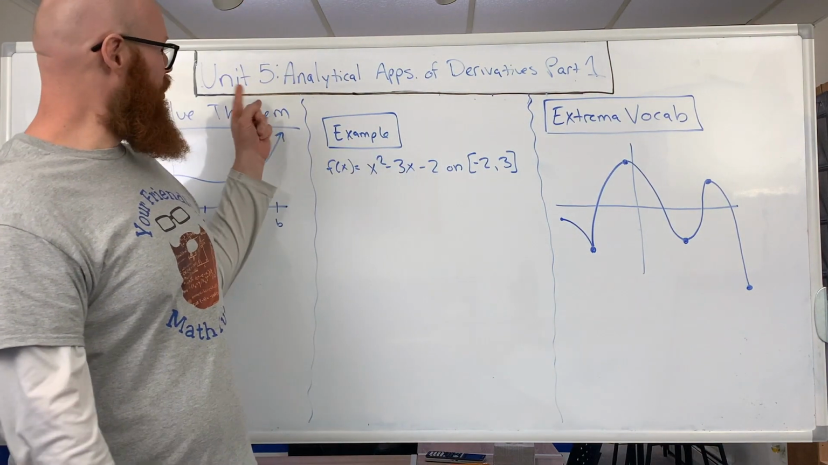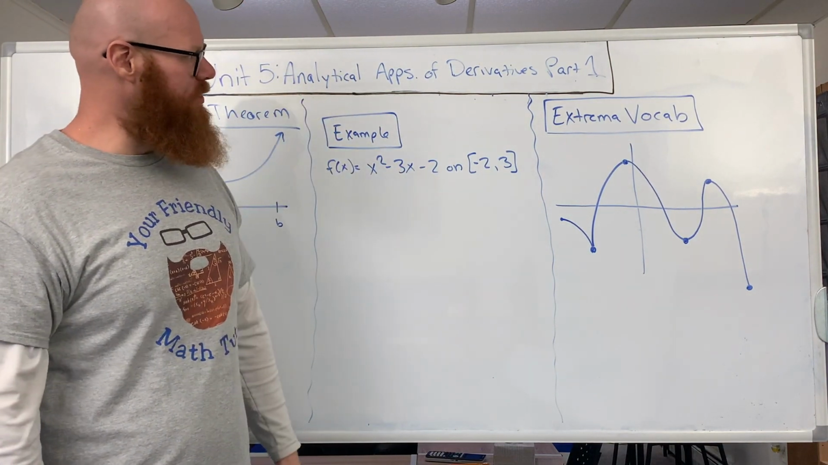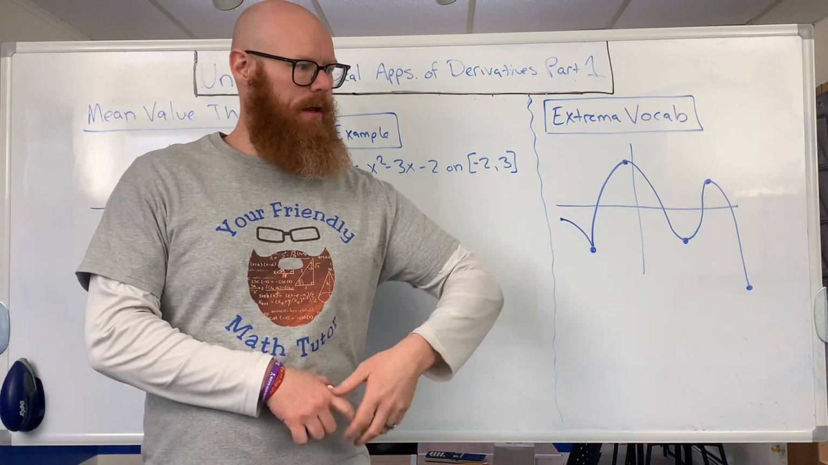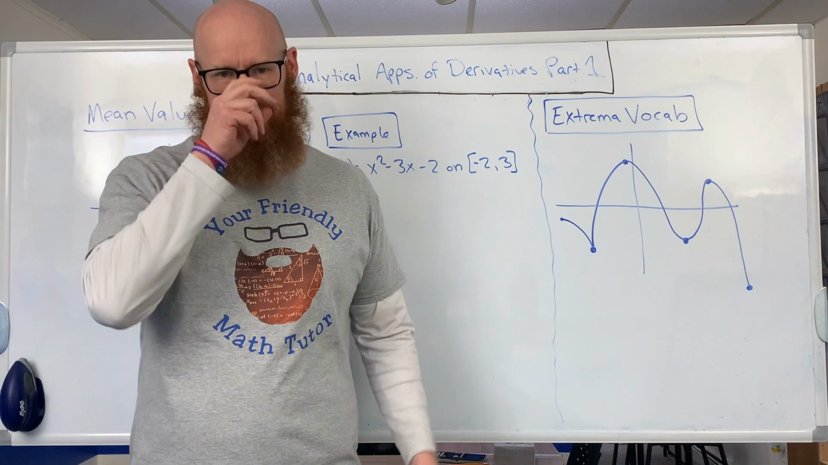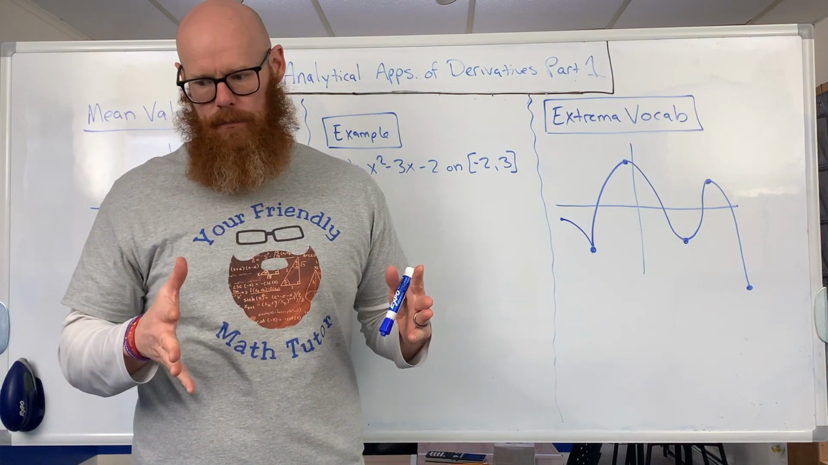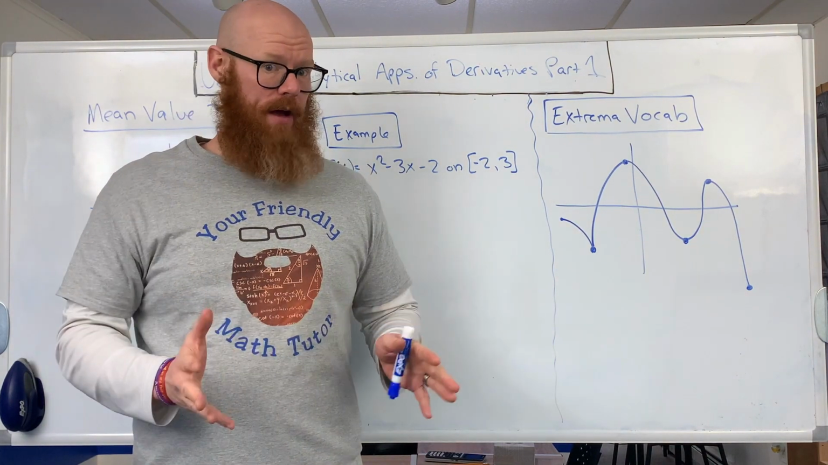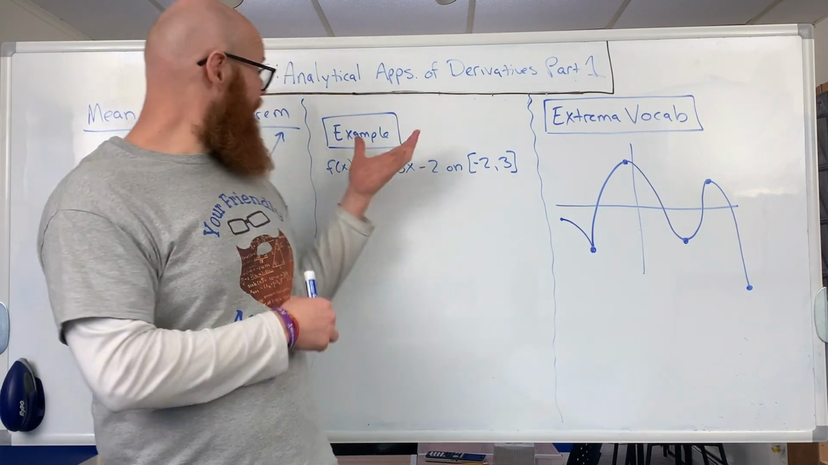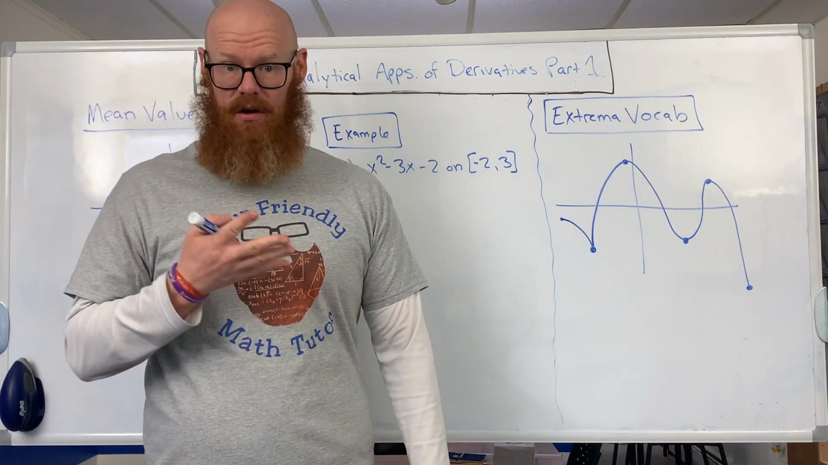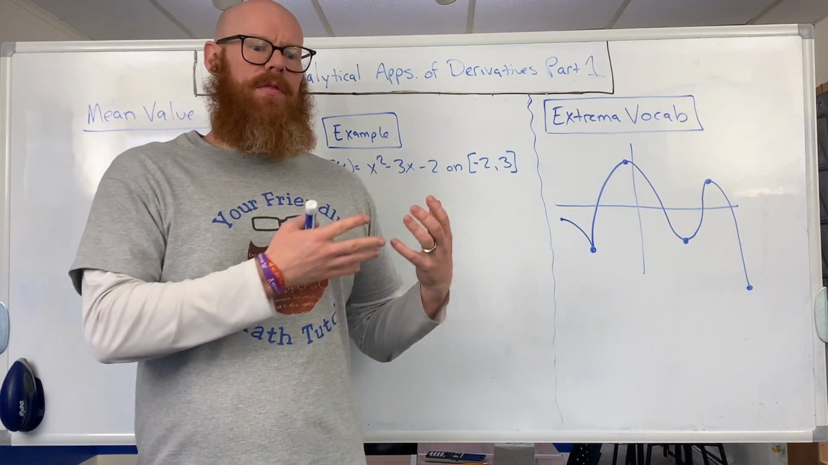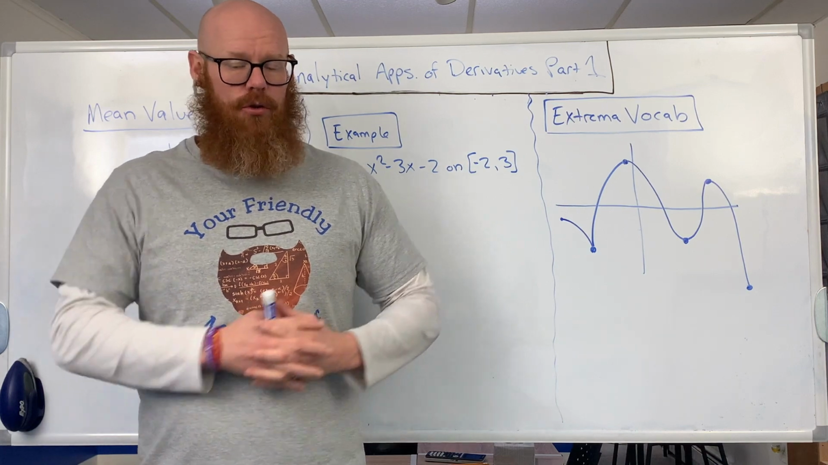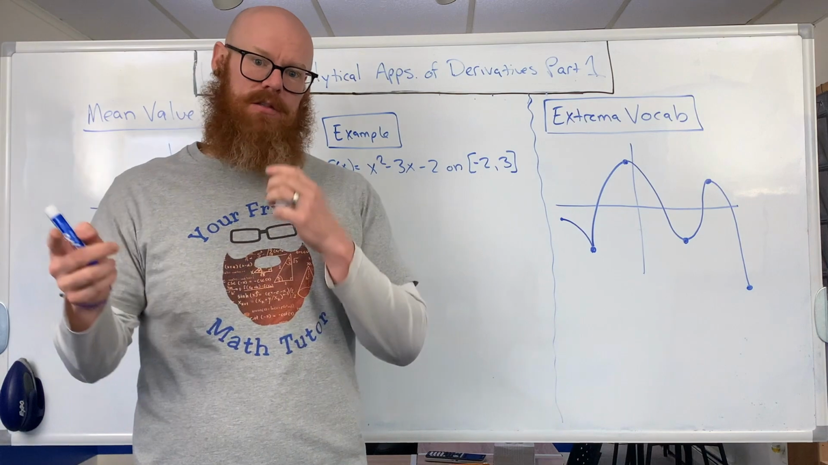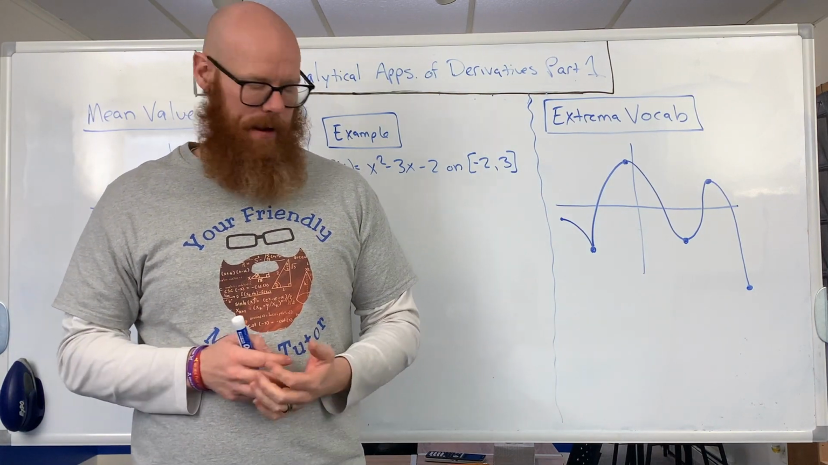Today we're going to jump into Unit 5, Analytical Applications of Derivatives. This is going to be part 1. If you saw the last two videos, we split Unit 4 up into two parts, and I did it differently. The first lesson, I covered all the topics, and then the second lesson, I went deeper with some examples. This unit has a lot of topics, so I'm just going to cover half of them in this video, and then next week will be the other half, all right?